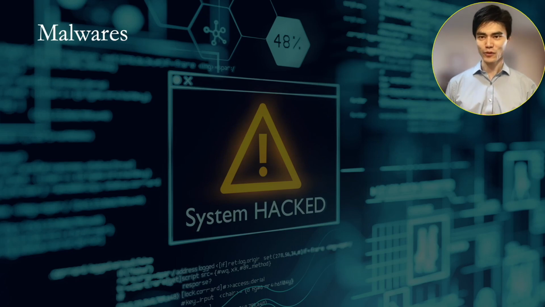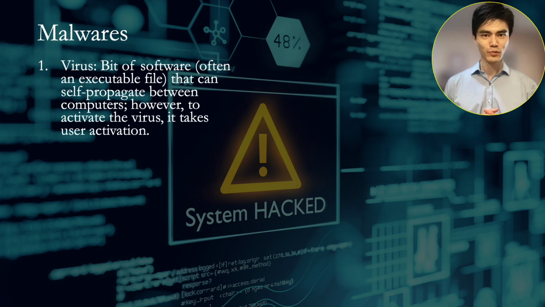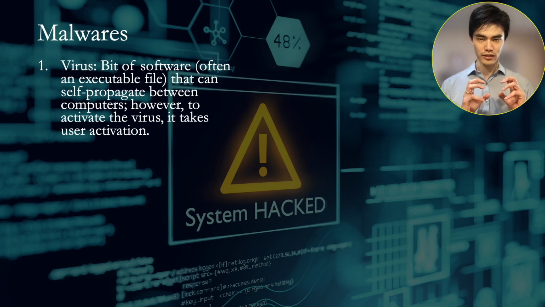The first way that attackers attack us is by using malware. The most famous one is the use of virus. I think a lot of people have heard of this. It is a bit of software, often executable, that can self-propagate between computers. However, it usually requires the user's activation. Of course, the user doesn't know that he or she activated it, but it needs some kind of trigger so that the virus can start doing malicious things.